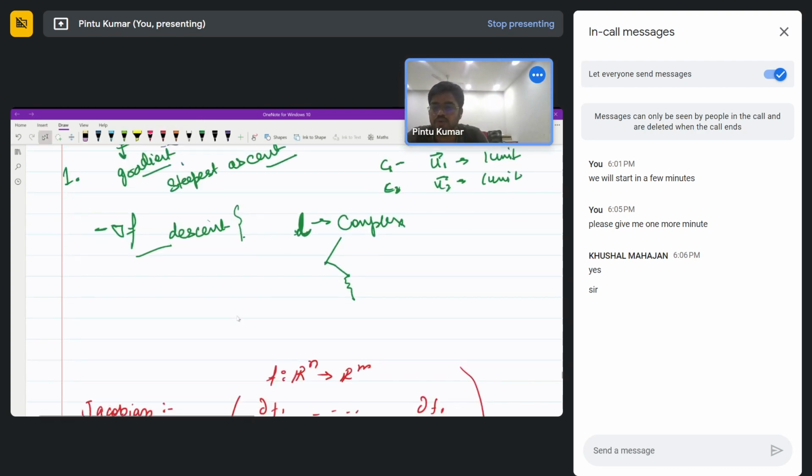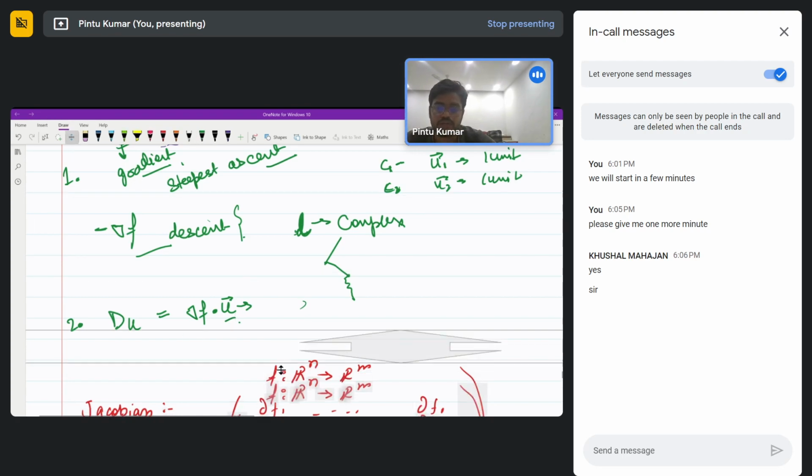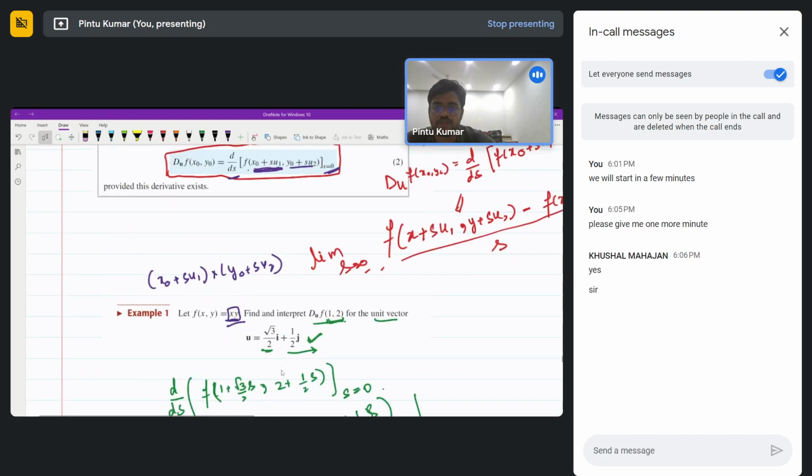The second point is, if you know the gradient, then you can find the directional derivative by taking the dot product of the gradient with the direction. So this formula is straightforward. You need not do all those things. You just calculate the gradient at that point and look at the direction. This should be a unit vector again, and then you just take the dot product, and you will get the directional derivative. So I think we can try that also to check whether we have got the correct answer in the previous case or not.